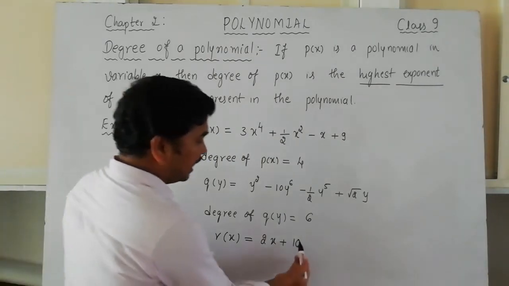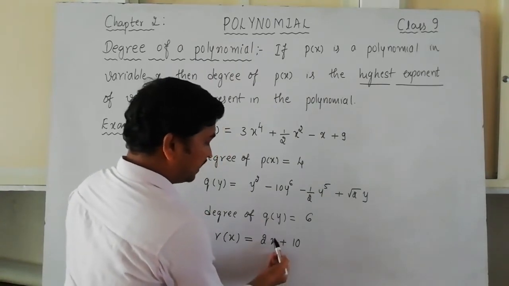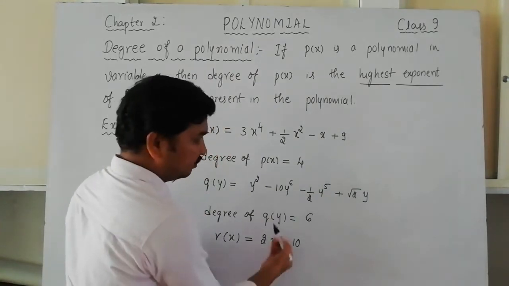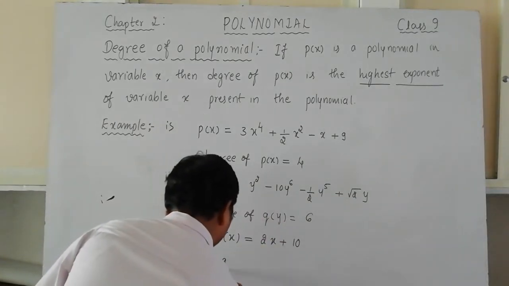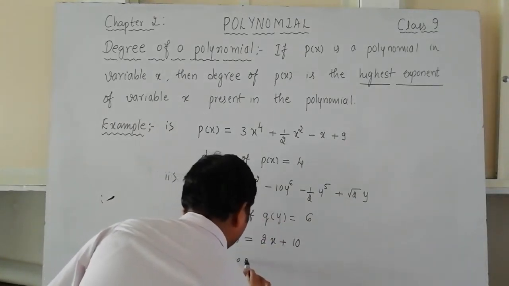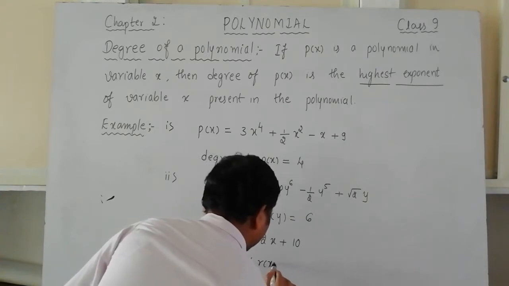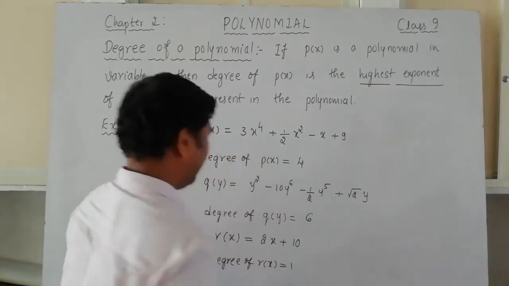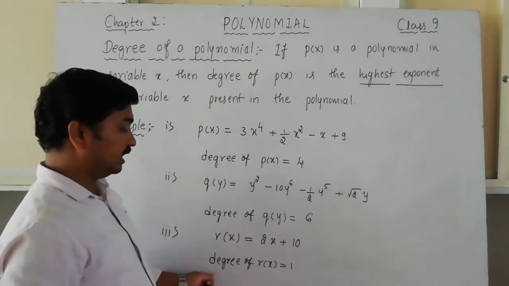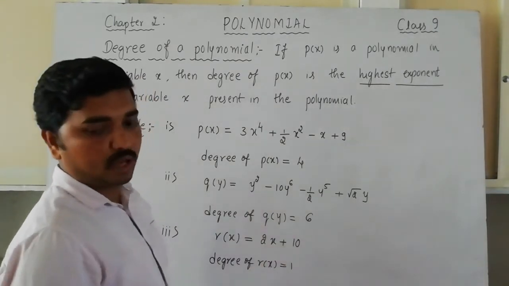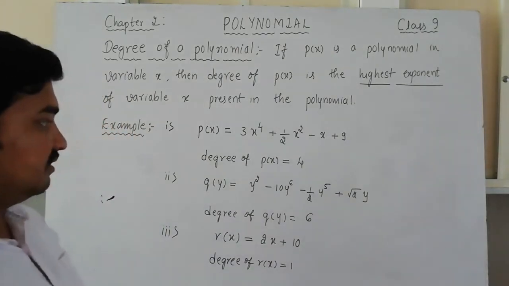1. Because here x power 0 is present, here x power 1 is present. Among these two, highest exponent is 1. So that's why degree of r of x is equal to 1. Okay, if the last line is not visible, write down. I am going to dictate for you. Degree of r of x is equal to 1.